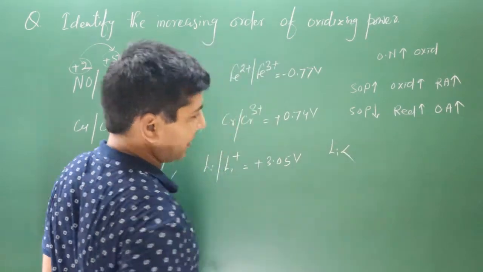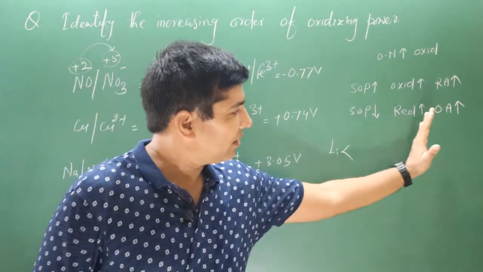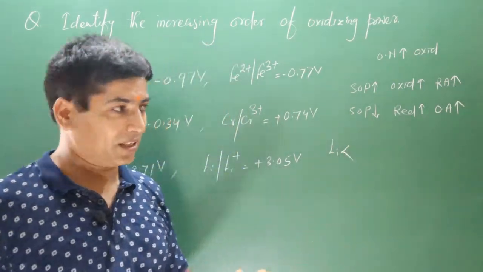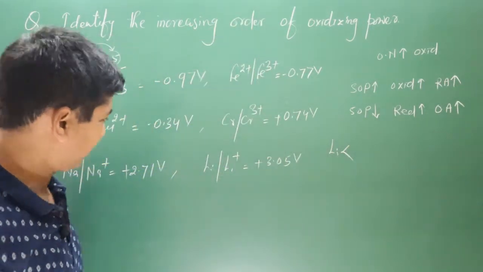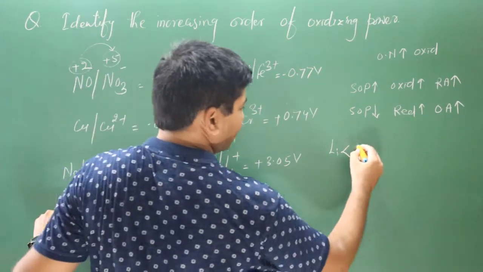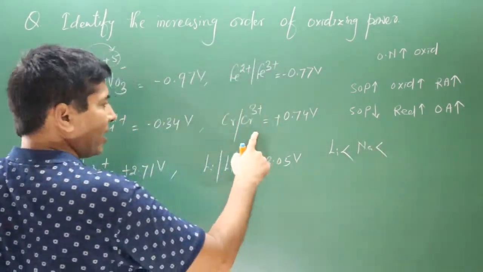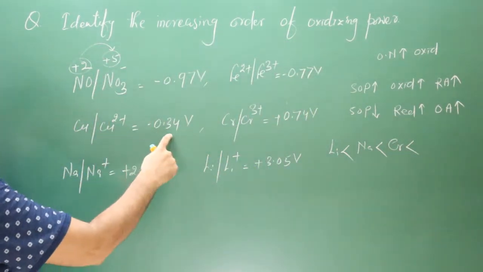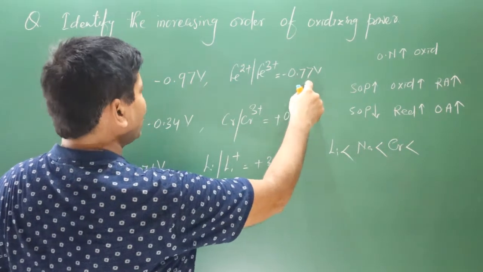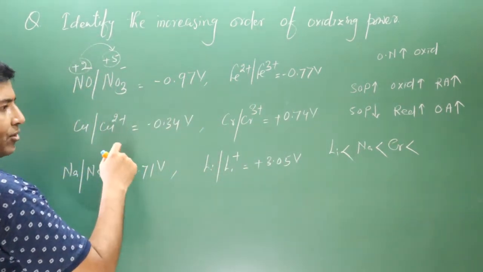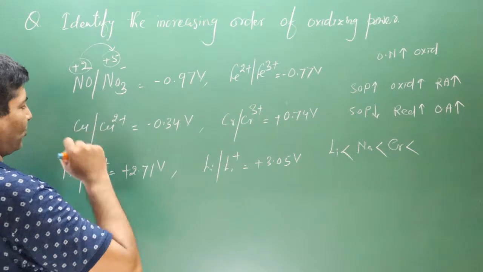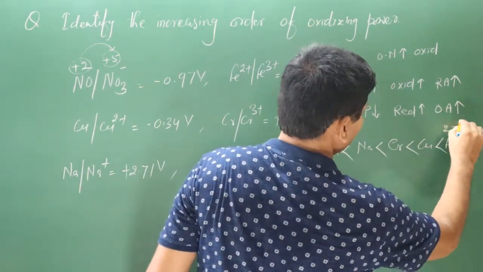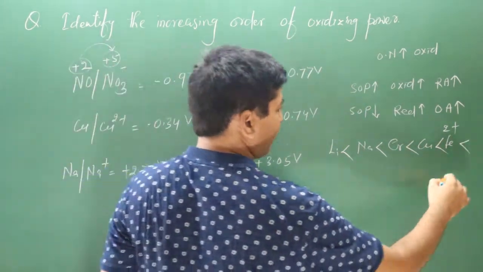Lithium is there. Now we are writing these metals, having SOP values in decreasing order, so that their oxidizing power is increasing. Then we have sodium, and after this we have Cs. Then we talk about the negative values: minus 0.34, minus 0.77, minus 0.97. Then we will have the fourth, fifth and sixth ones. Then we have copper, then Fe2+, very simple concept, and in the last we have NO.